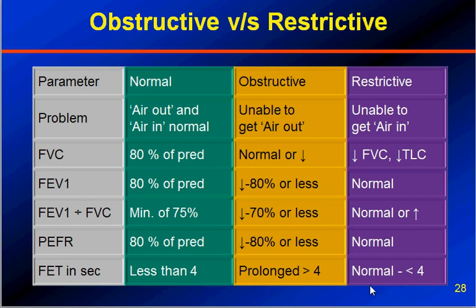But then a patient may have a combined obstructive and restrictive picture. For example, a patient with bronchial asthma who also had a previous tuberculosis and fibrosis might have an obstructive and restrictive lung disease, where the pattern then will be a mixed one.